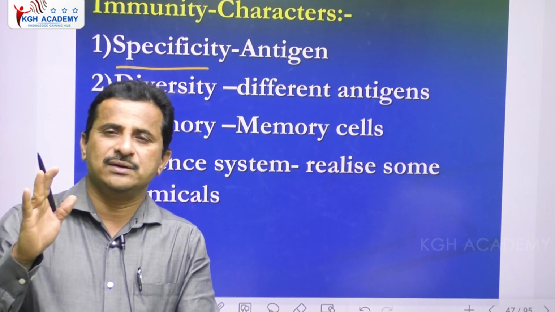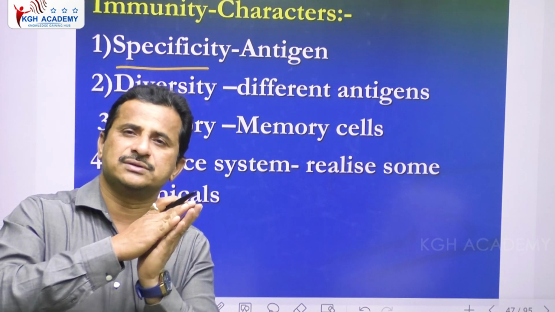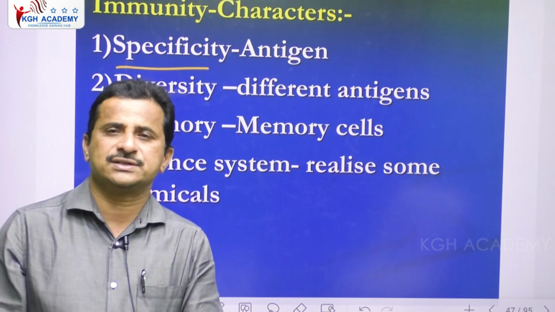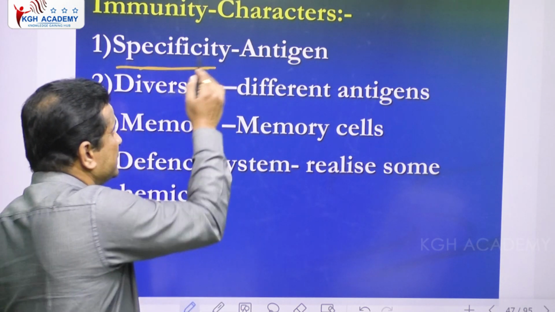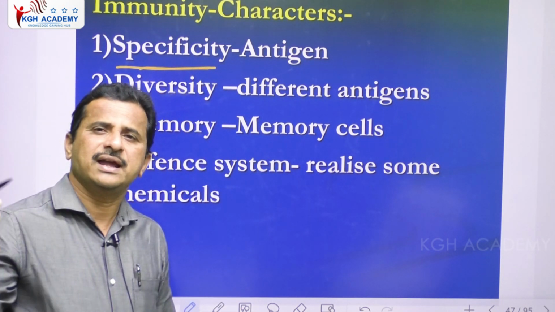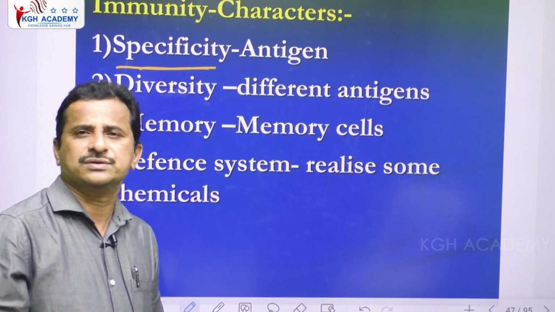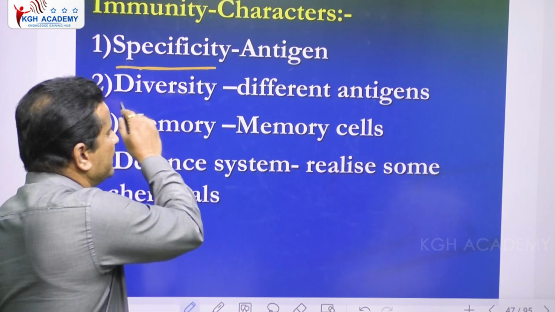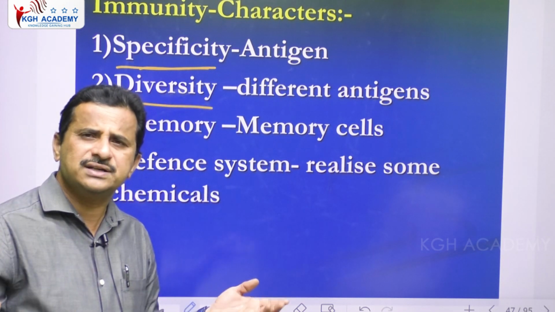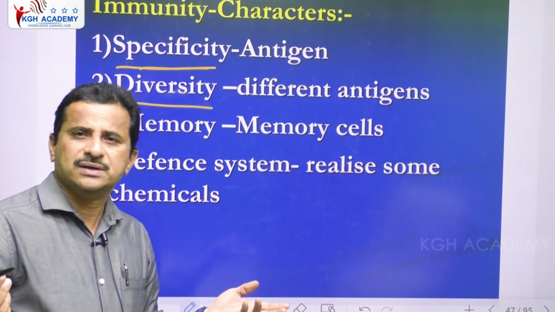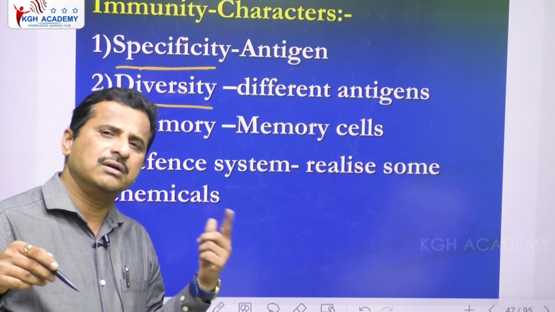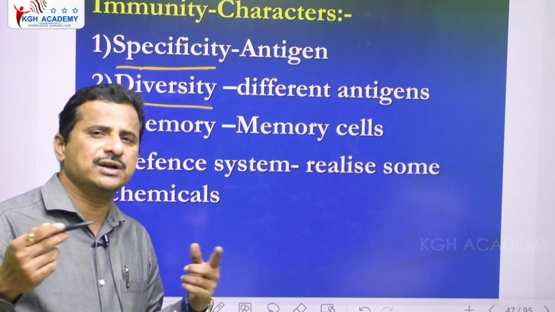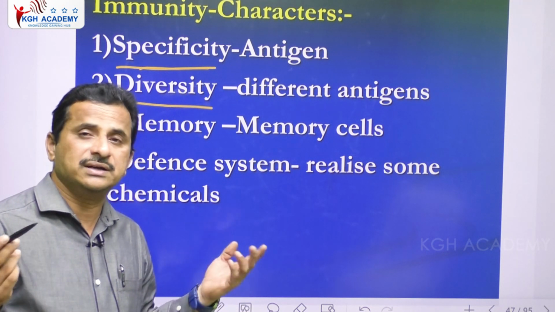A particular antibody acts on only a particular antigen. One antigen, one antibody; it does not act on all antigens. This is specificity. Next, diversity: different antigens, different antibodies. One antibody does not work on all antigens, and one antigen stimulus does not produce the same type of antibodies. This is called diversity.